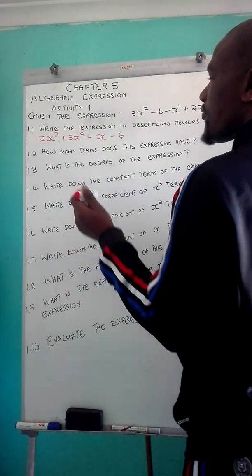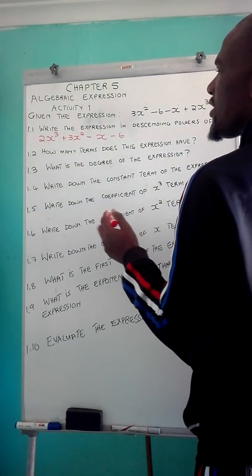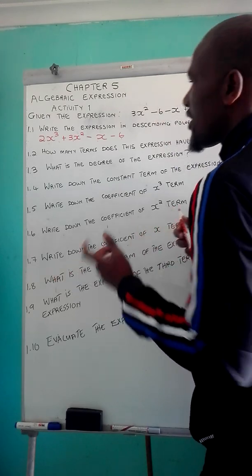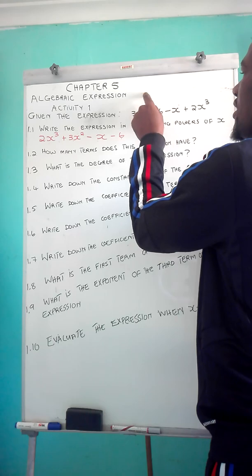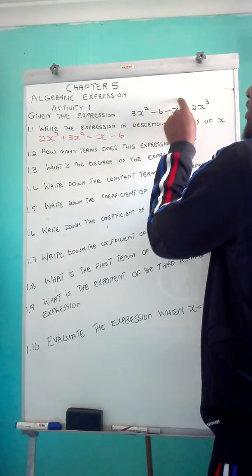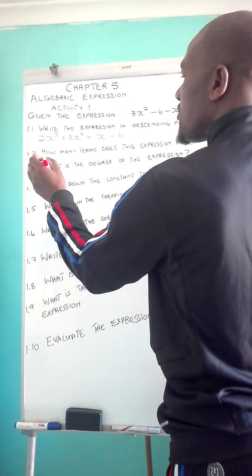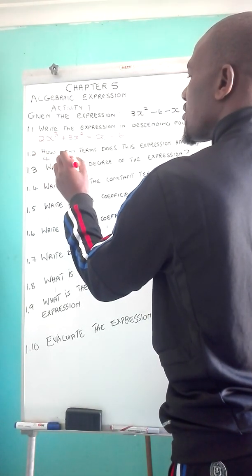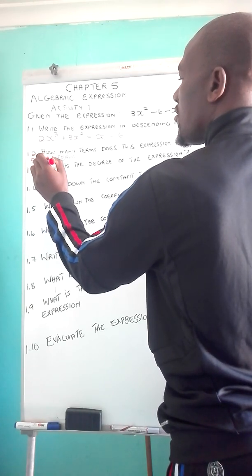X cubed. How many terms does this expression have? Let's count. What separates terms? It's minus and plus. So this is the first one, the second one, the third one, the fourth one. So how many terms? 4 terms.